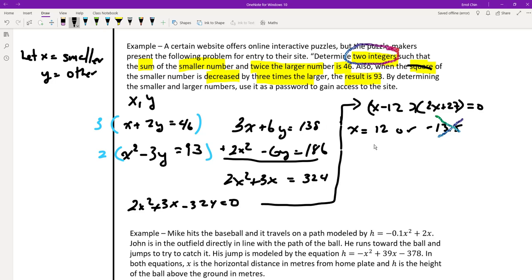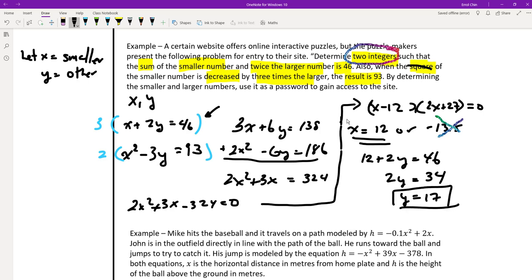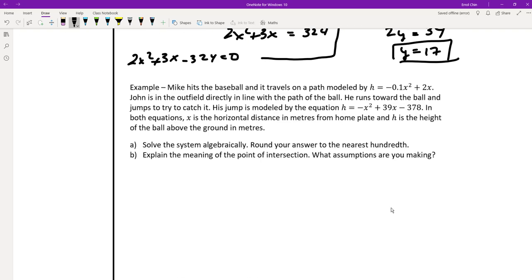So now that we have x equals 12, you can substitute x equals 12 into any one of the 2 equations. I'm going to substitute into this one. So this becomes 12 plus 2y is equal to 46. 2y is equal to 34. And y is equal to 17. So there are your 2 answers. x equals 12 and y equals 17. Hopefully that makes sense.